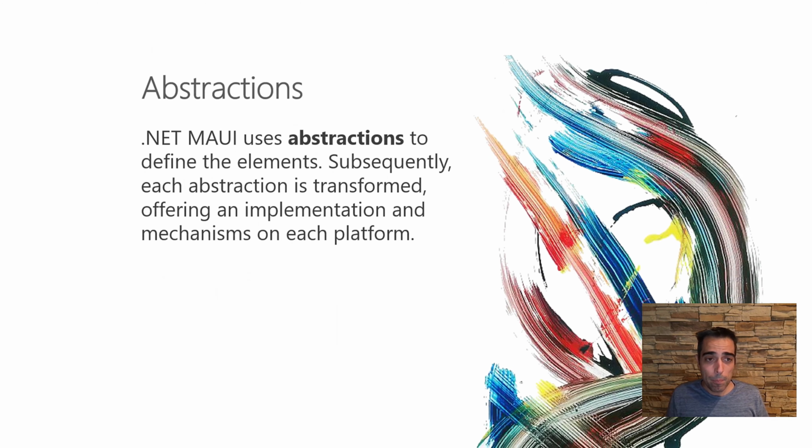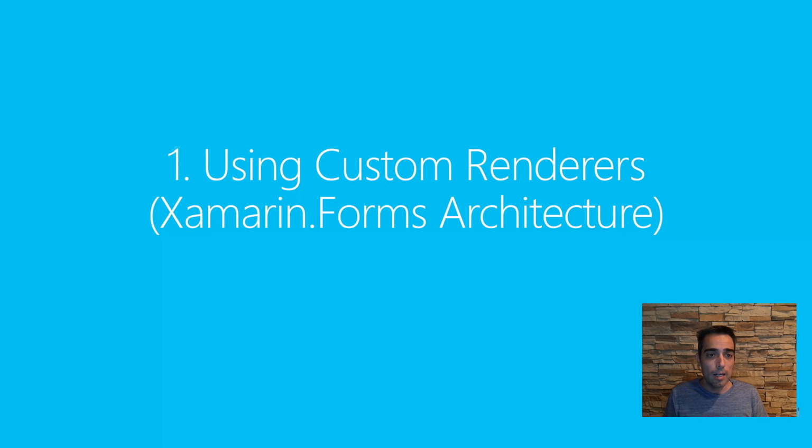And the default approach of .NET MAUI to create the UI is to use abstractions. At the end, .NET MAUI offers an abstraction that allows you to create the UI with a single code base, mapping from this abstraction to native controls. So .NET MAUI uses that abstraction to define the elements and then transforms it, offering an implementation and mechanism on each platform.